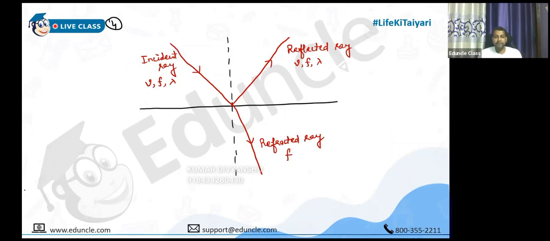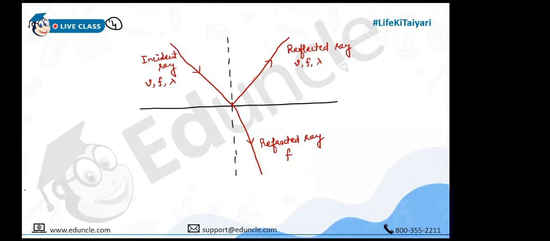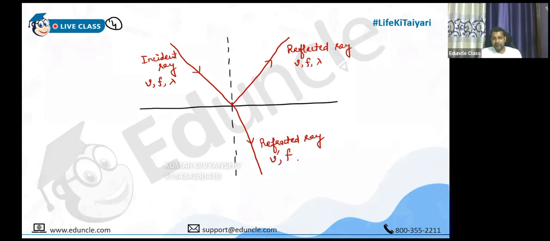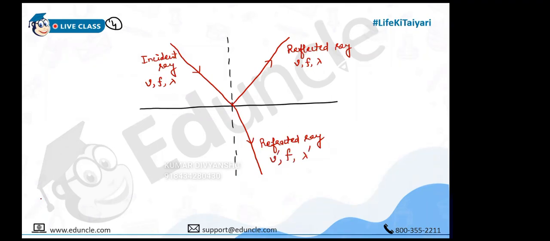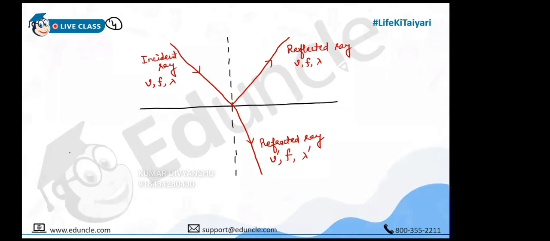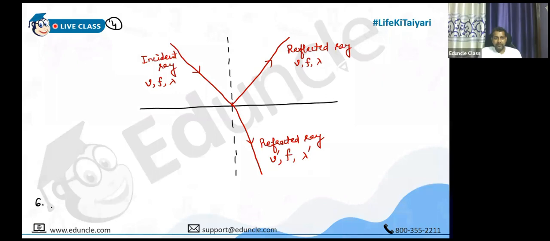Sir, I did not get that point. Which point? Velocity, frequency, and wavelength do not change during reflection, and frequency does not change during refraction, but velocity and wavelength change. That's what the point is. If you are representing velocity by v, here you will represent it by v dash and lambda by lambda dash. Frequency is the characteristic property of the beam of light which is retained during reflection and refraction. This is what you can remember as the fifth point. Is it clear now?